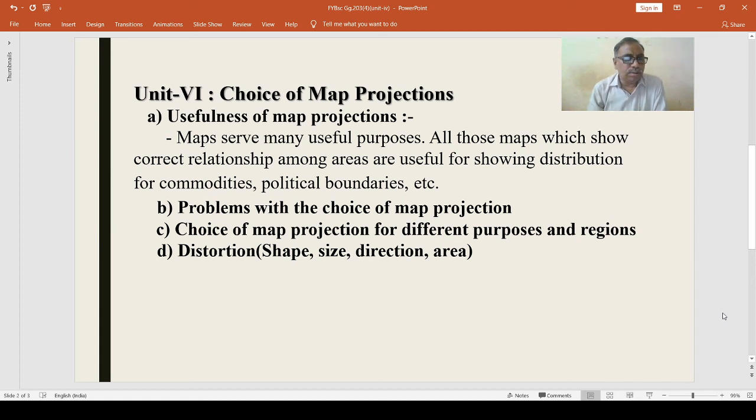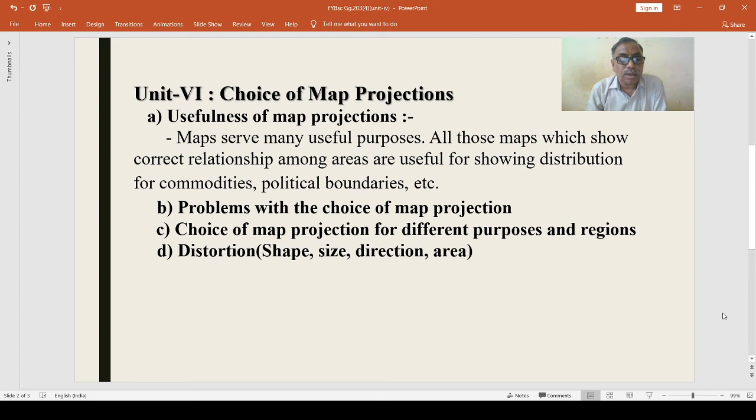Then Bonne's projection. The shape away from the central meridian is distorted. Cylindrical equal area projection: the shapes of the countries are distorted increasingly towards the poles. The countries are stretched in the east-west direction and compressed in the north-south direction. About the sinusoidal projection, the shape is distorted near and on the margin and in the polar areas.